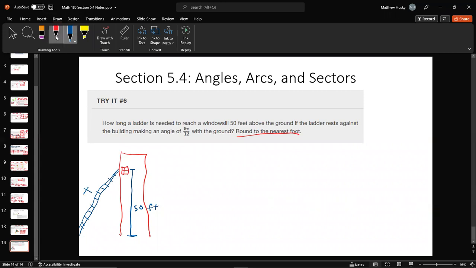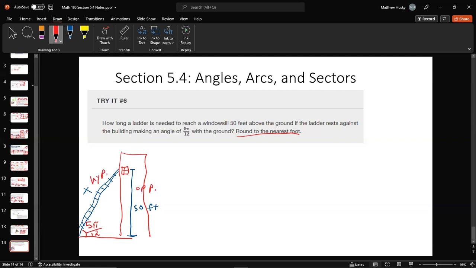And they tell us the angle that it makes, which we're back in radians now. This is 5 pi over 12. So this angle right here is 5 pi over 12. Let's maybe try to write that a little more neatly. Okay, so we have the angle. This side over here is going to be the opposite. This side right here is going to be the hypotenuse.